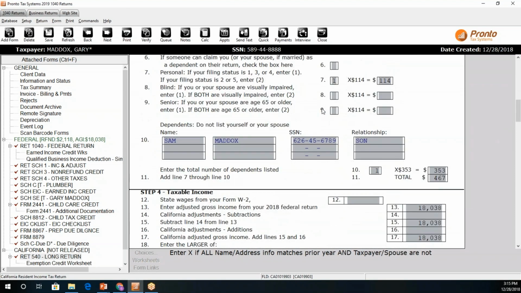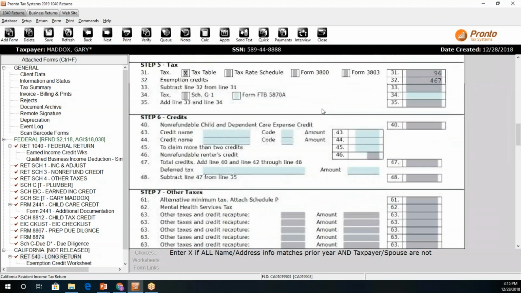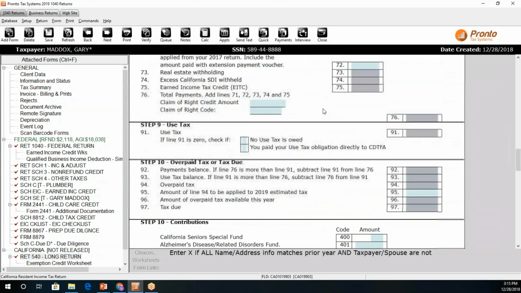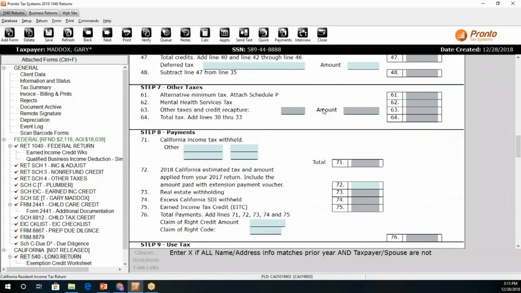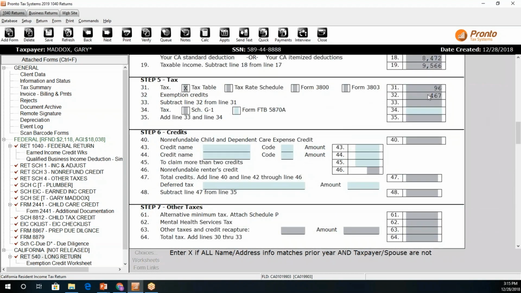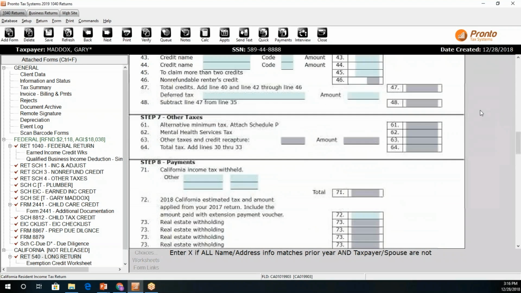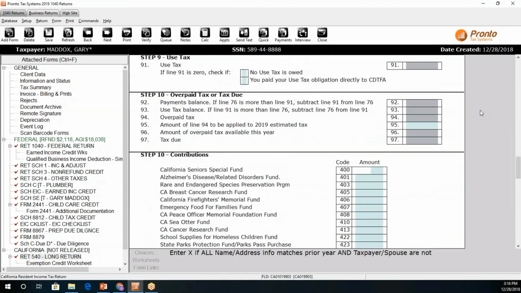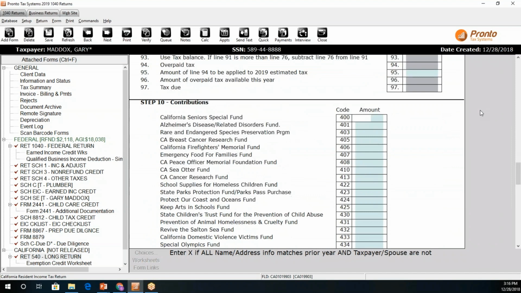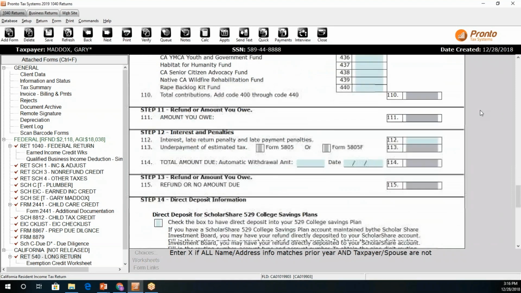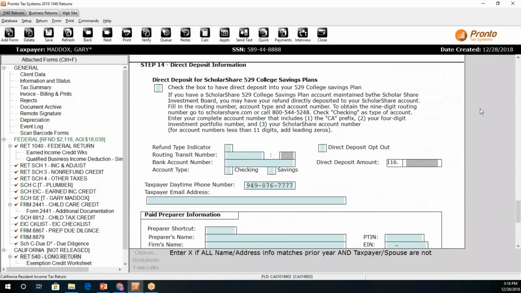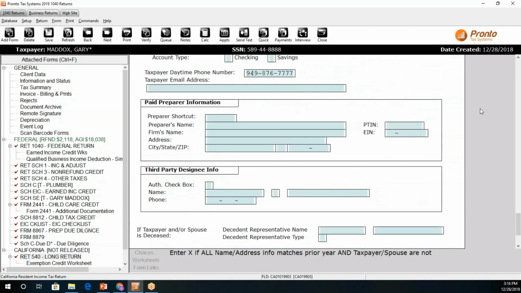And it looks like he is not going to get any kind of a refund because he had no liability, because his tax table said he owed $96, but he had exemption credits of $467, so that negates the $96. So zero, he did not pay any California taxes, as we told you in the beginning, so he does not have a tax due or a refund. Okay, but of course you want to send this in to avert any letters from the Franchise Tax Board.